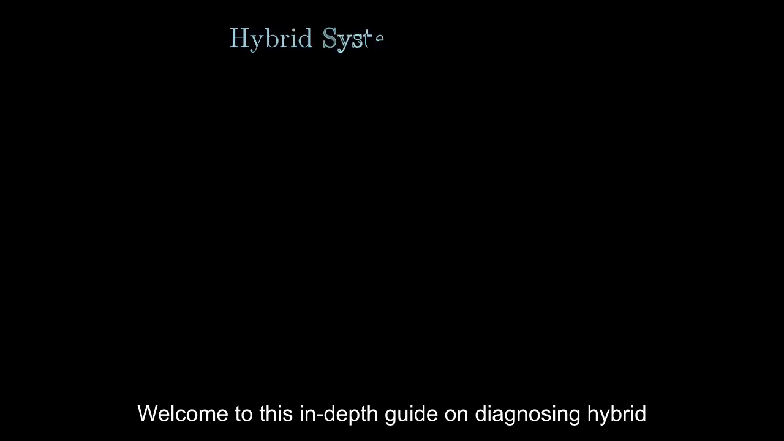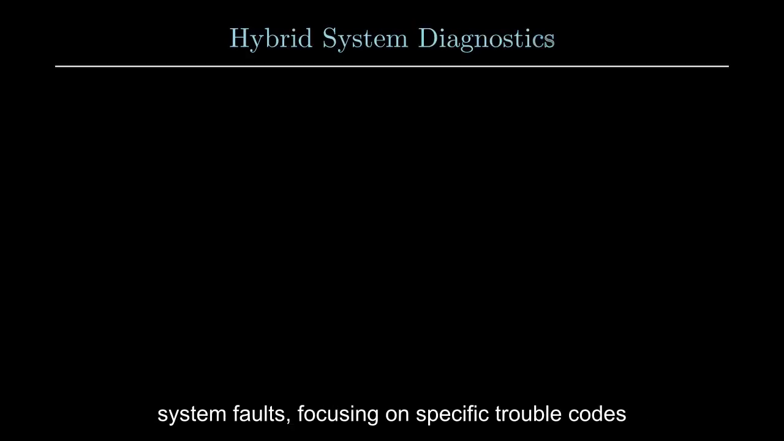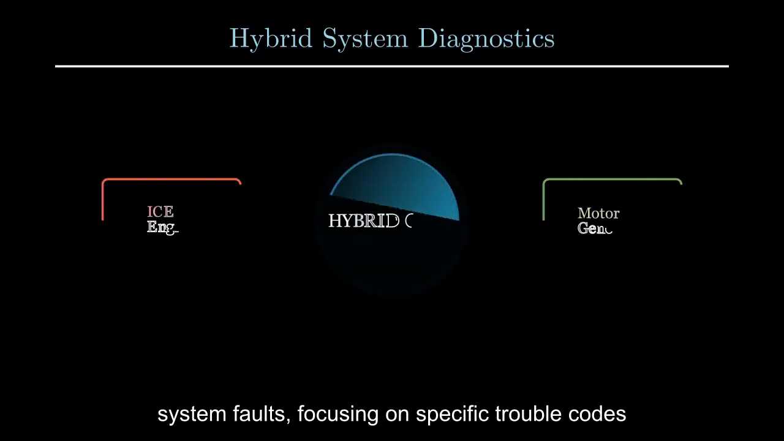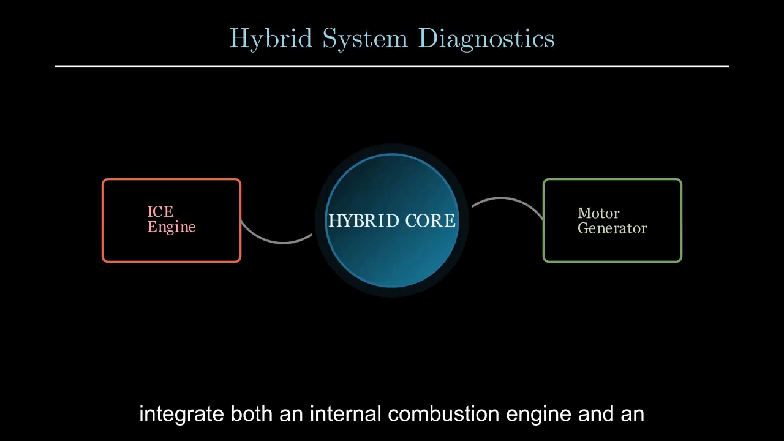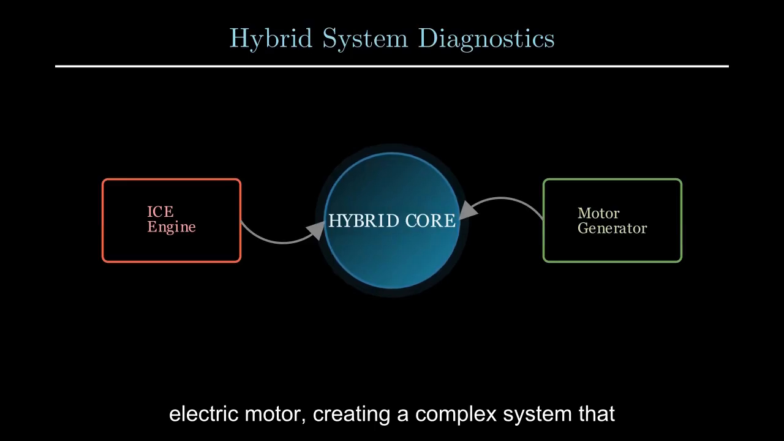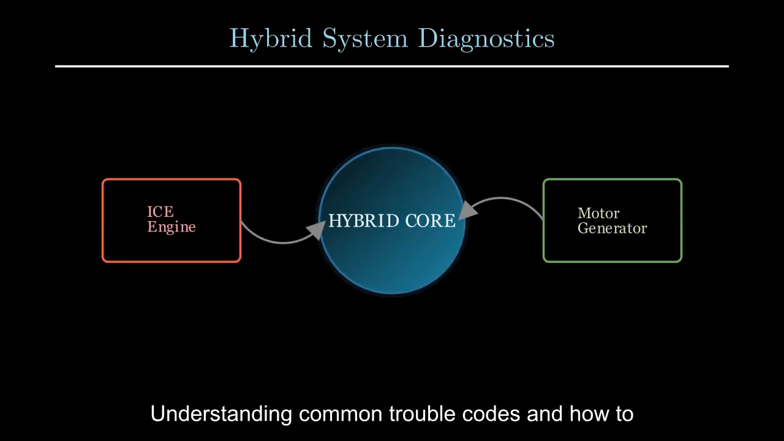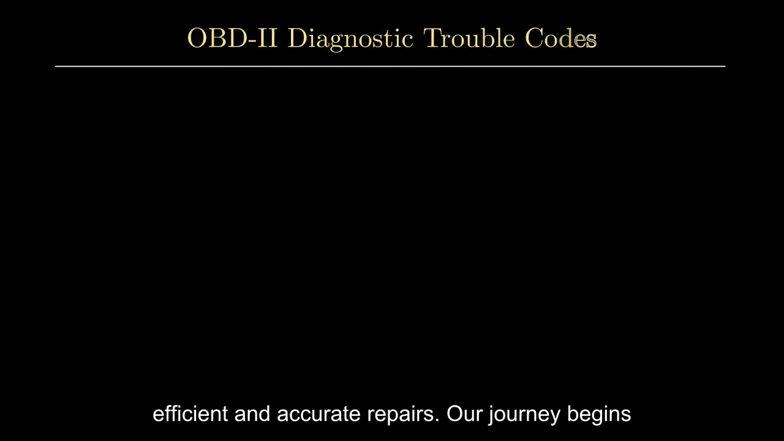Welcome to this in-depth guide on diagnosing hybrid system faults, focusing on specific trouble codes and essential skin tool data. Hybrid vehicles integrate both an internal combustion engine and an electric motor, creating a complex system that requires specialized diagnostic approaches. Understanding common trouble codes and how to interpret skin tool information is crucial for efficient and accurate repairs.